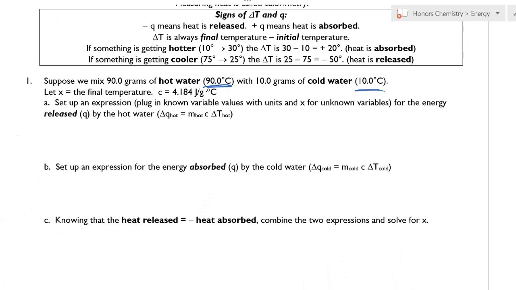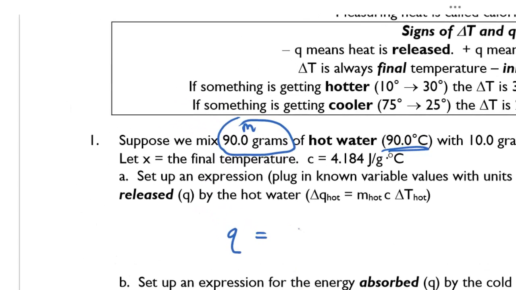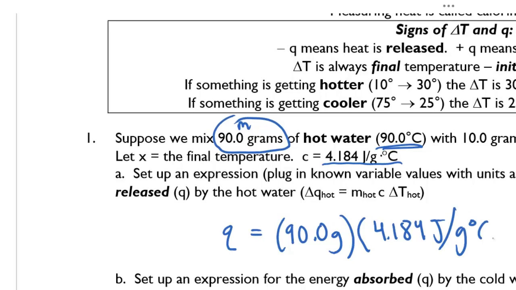So we're going to set up an expression first off for the energy released by the hot water. So I'm going to use my equation Q equals mc delta T. So my hot water, Q, is equal to the mass. There's the mass of my hot water, so I'm going to go ahead and plug that in, 90.0 grams. Then we're going to get the specific heat of hot water. So it's liquid, so we're going to use this 4.184 joules per gram degree Celsius. Here's our C, 4.184 joules per gram degree C.